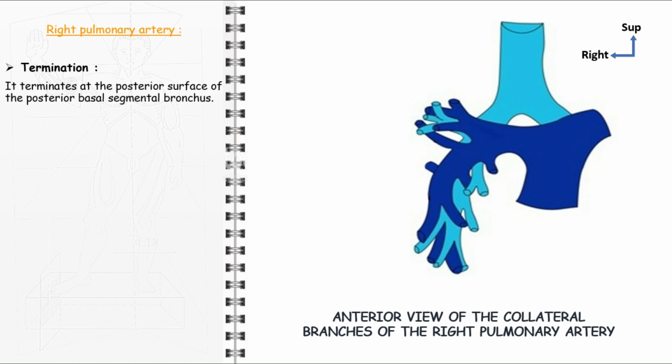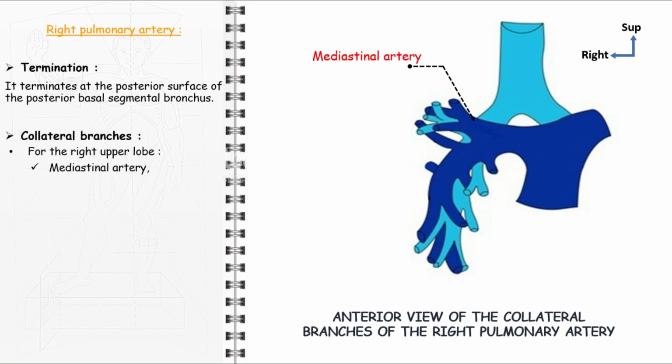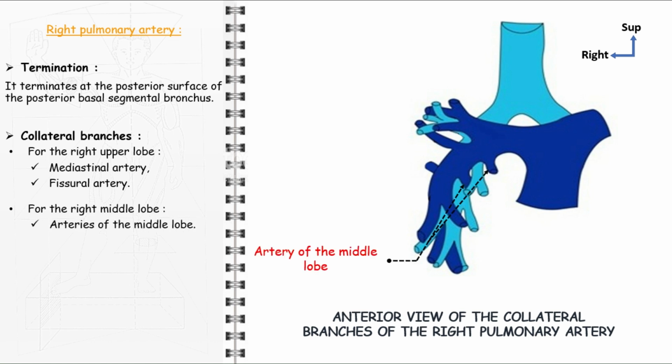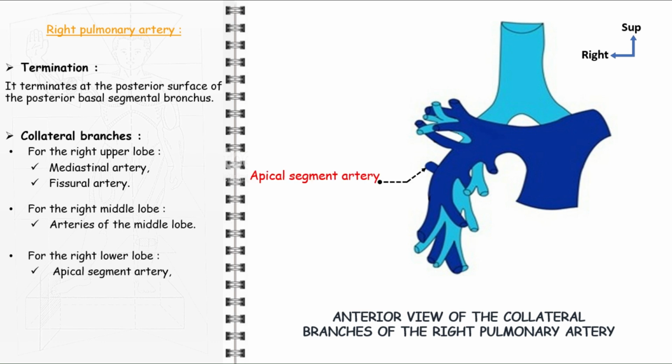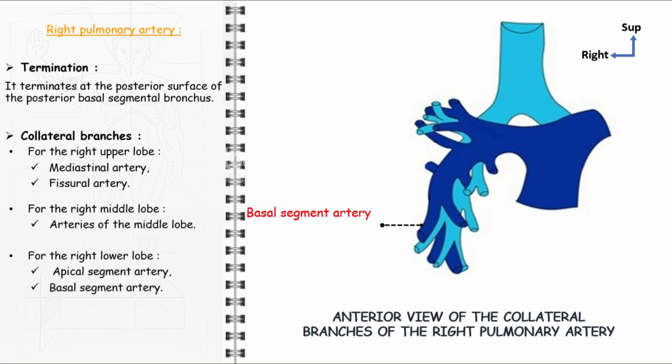During its course, it gives off multiple collateral branches. For the right upper lobe, typically 2 or 3 arteries: the mediastinal artery of the right upper lobe, that gives a branch for each segment of the upper lobe, and 1 or 2 fissural arteries, generally supplying the dorsal segment. For the right middle lobe, usually 2 arteries, originating from the right pulmonary artery at the depth of the fissure, each supplying one of the 2 middle lobe segments. For the right lower lobe, typically 1 artery per segment: an apical segment artery, and a basal segment artery.